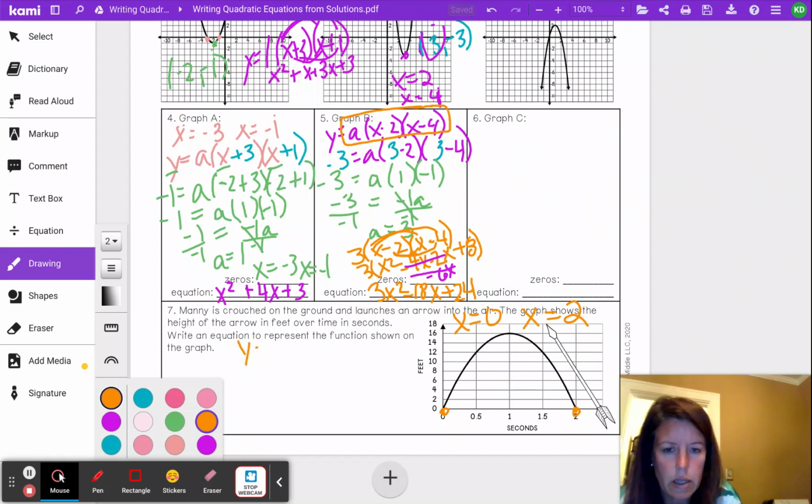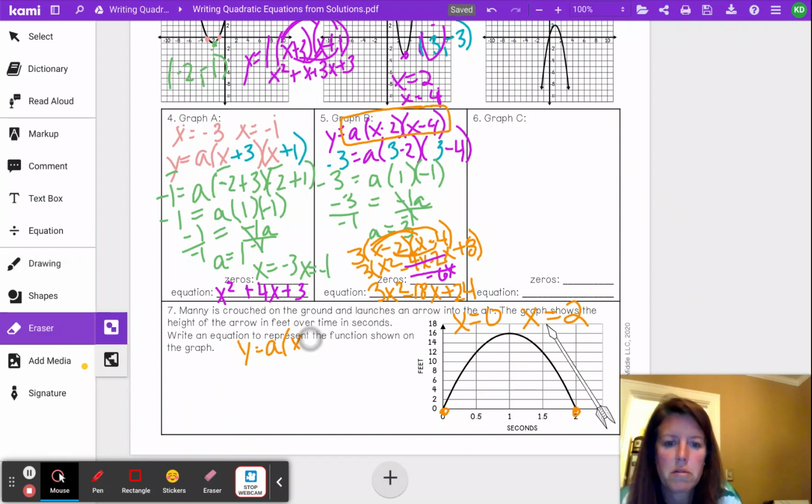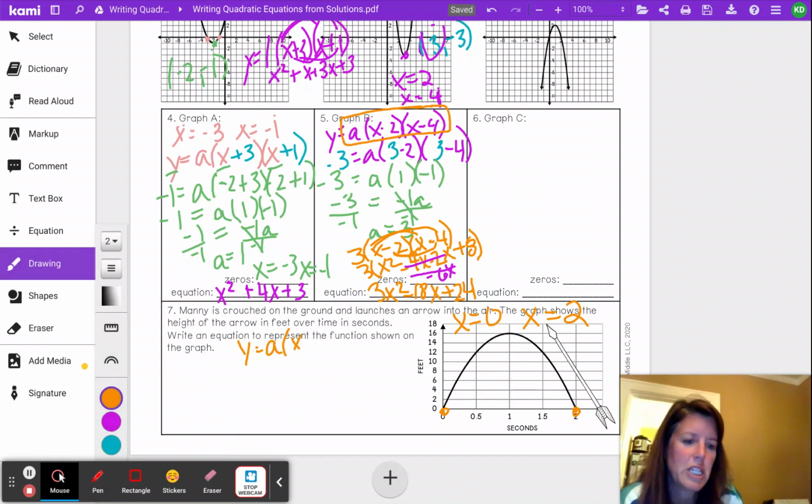So y equals a times x plus 0. Or let's do minus 0, just because we need to change the sign. Minus 0, it's not really going to matter. And then x minus 2.